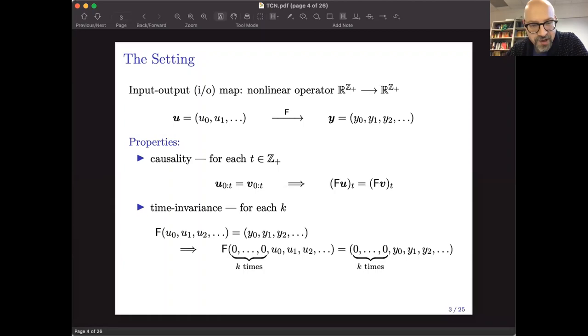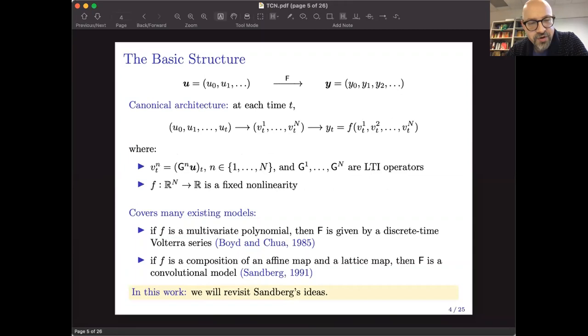Now, the basic structure that I want to talk about, and the one that will emerge from all of this, is the following. I'd like to consider systems that have additional internal structure. I map an input sequence U to an output sequence Y, but the way this is done is as follows. At each time t, you look at the contents of your input up to time t, and you use that to extract an n-dimensional vector, where capital N is the dimension of that vector. The output at time t is determined by the contents of that vector only, through some function f, right?